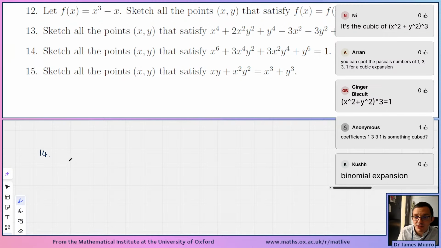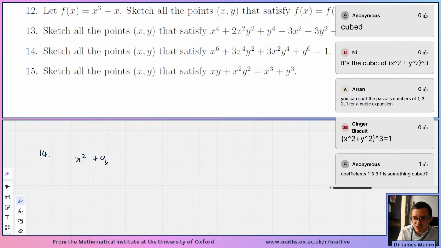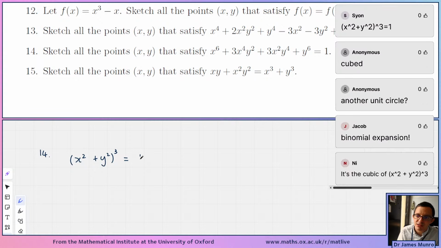Yes, it's the cube of x squared plus y squared, which you kind of just need to notice, I think, that this is exactly what you get when you multiply out x squared plus y squared to the power of 3. Slightly disguised, I suppose, because these things are squared already. So you don't just have x plus y to the power of 3, you have something more complicated to the power of 3.